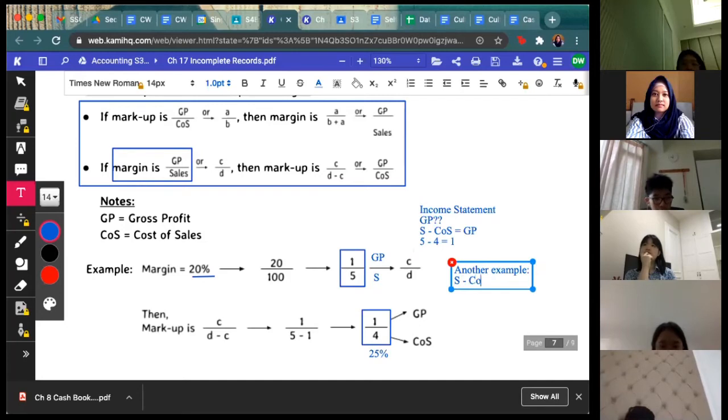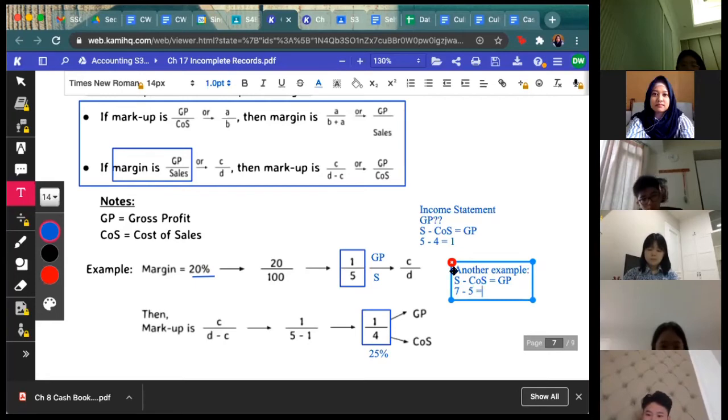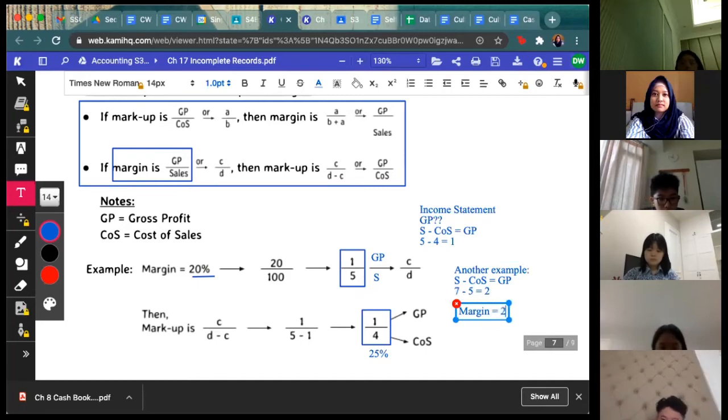Sales minus cost of sales equals gross profit. Let's say I have sales as 7 and cost of sales as 5. It means 7 minus 5 equals 2. If I ask you from here, what is the margin? The margin will be gross profit over sales, so it becomes 2 over 7.